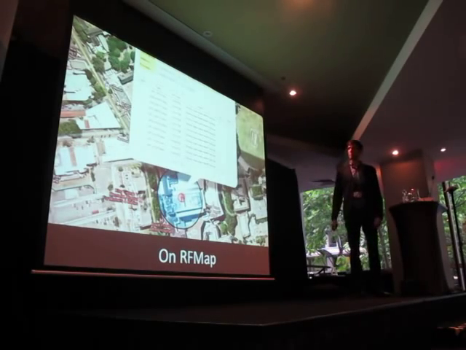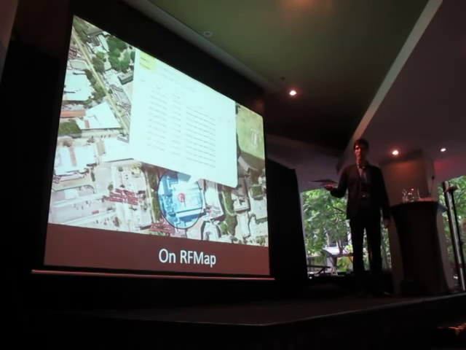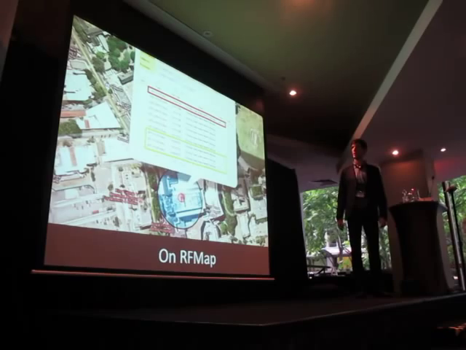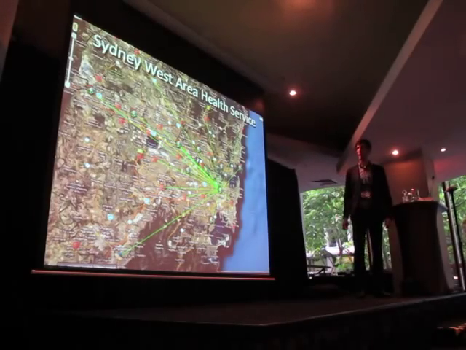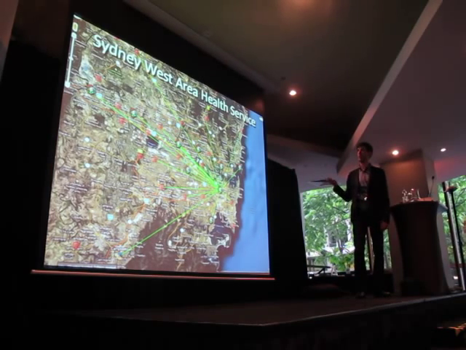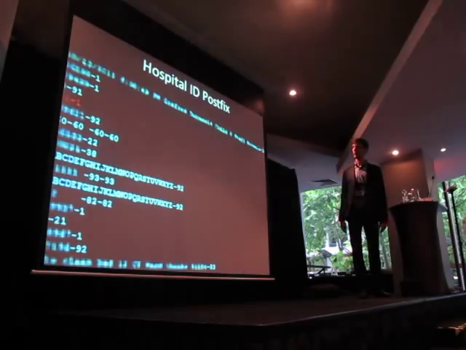And RFmap, let's have a look. Turns out that it's RPA in Sydney, or Royal Prince Alfred Hospital. And the standard frequency is listed there, and the ones that I picked up are listed there. So you can find that kind of information out. What's really interesting is if you click on the links, it actually links to all the other hospitals in Sydney, Western, West area health service. So that's a good way of figuring out exactly what's going on.